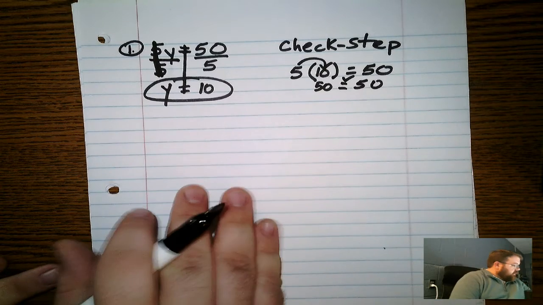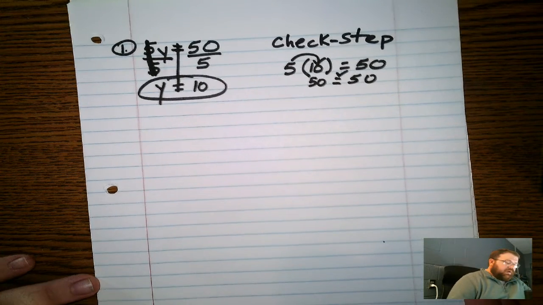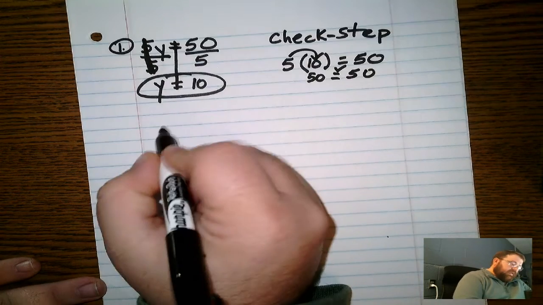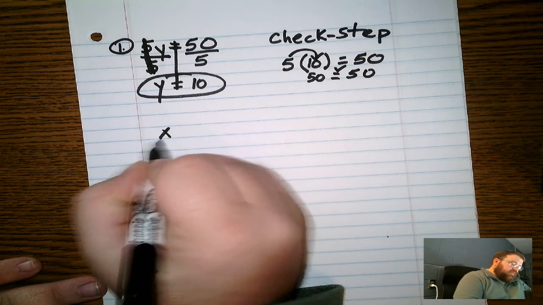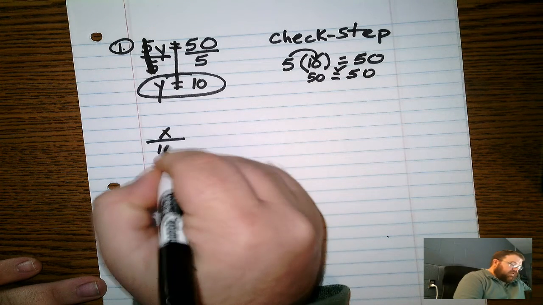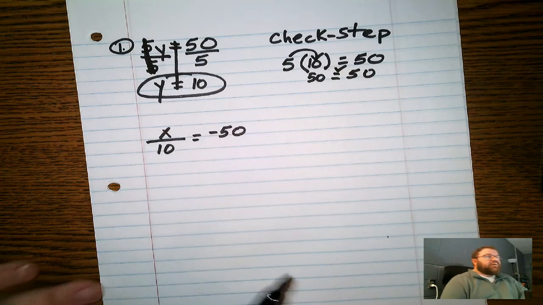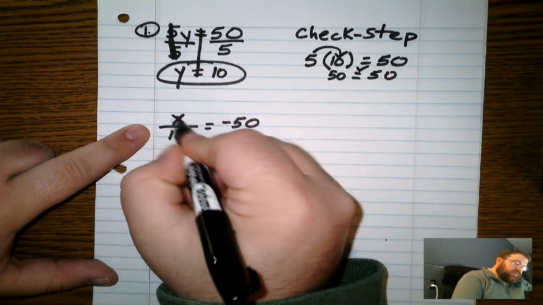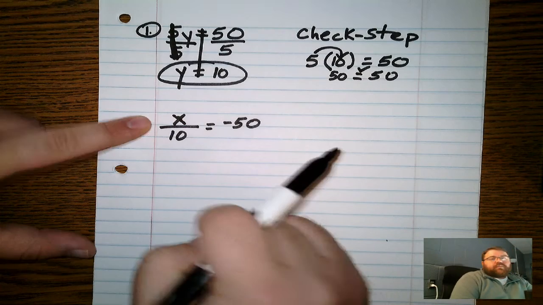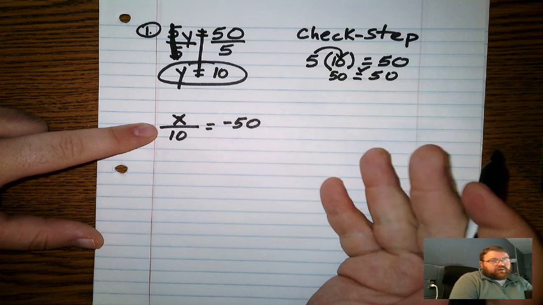The second type of problem needs to be solved with multiplication. In the second example, I'm going to do x over 10 is equal to negative 50. Now, if you look at this, it should remind you of a fraction. Remember, fractions are only division problems.